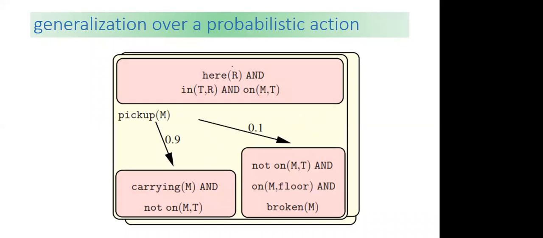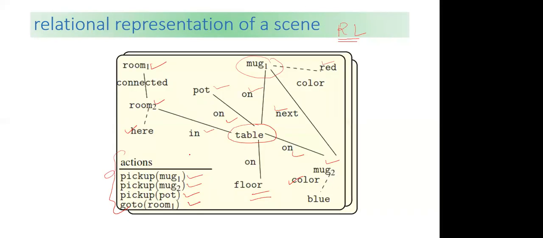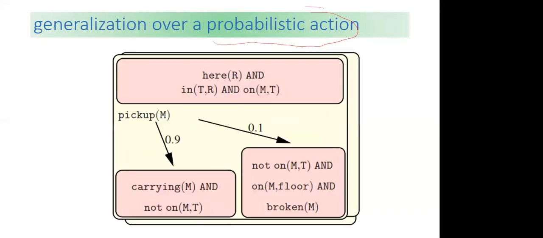Now, what is the generalization of a probabilistic action? How will these probabilistic actions work there? Now we are just using this one, here R and TR and M1 on T. Whatever we have done with the previous one, we have some actions there, such as pickup, pickup 1, 2, and so on.